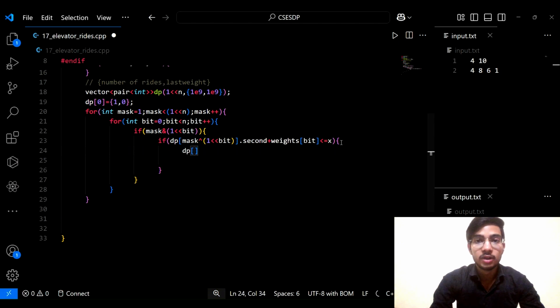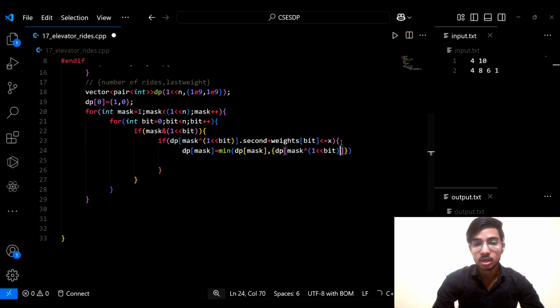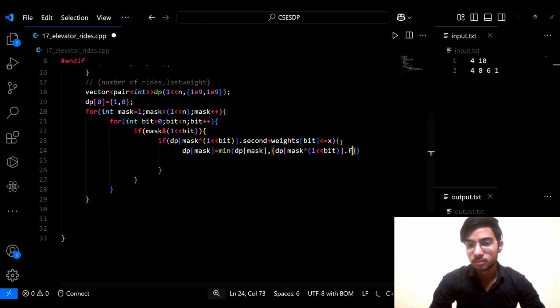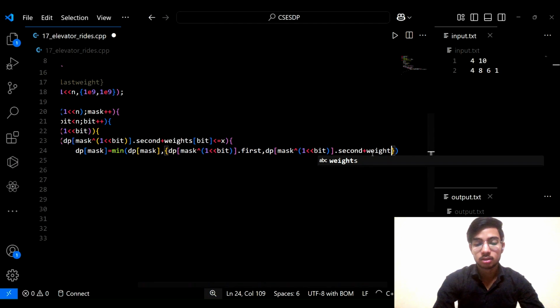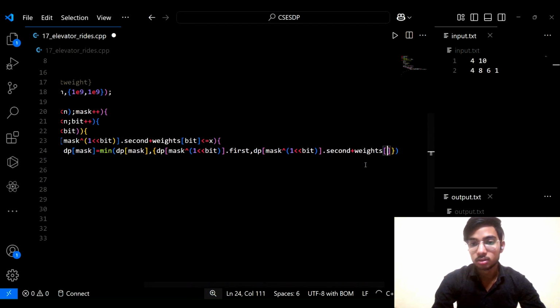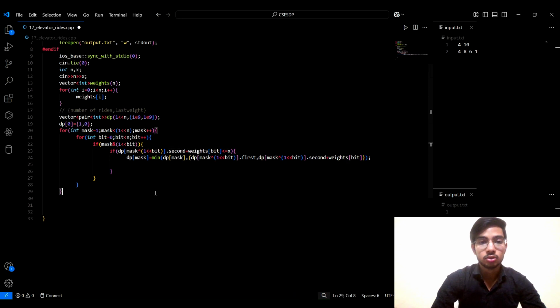we have to update the weight, right? So dp of mask equals minimum of dp of mask, comma, dp of mask, let's take the previous state, mask xor one left shift of bit, dot first comma, and this dot second, that is the last weight, right? This is the last weight, dot second plus the weight of that bit, right? So this is the transition for if it is allowed, right?